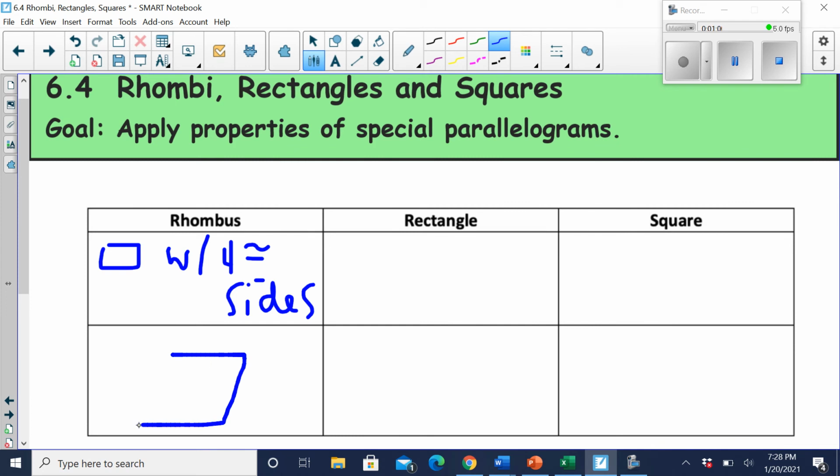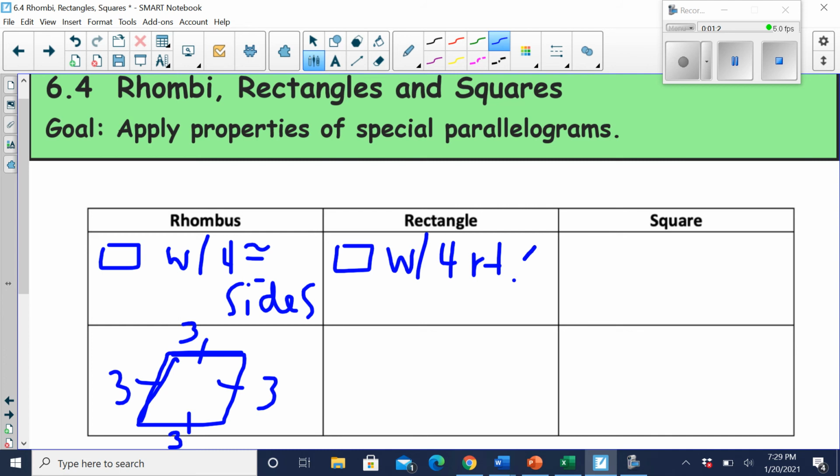We can still draw it as a tilted figure, and what we're going to do here is mark that every single side has the same measure. So if this side is 3, that means this side is 3, and this side is 3, and this side is 3. Okay? For a rectangle, it's going to be a parallelogram with 4 right angles.